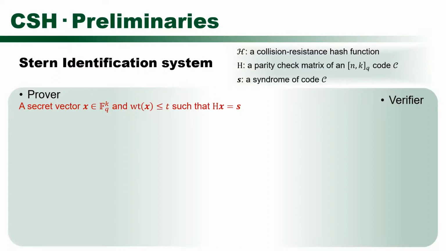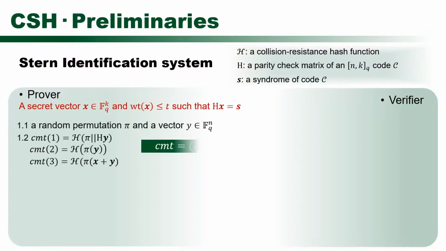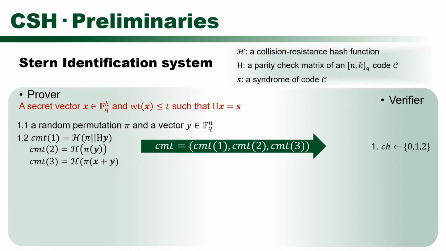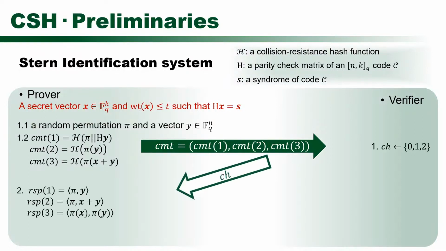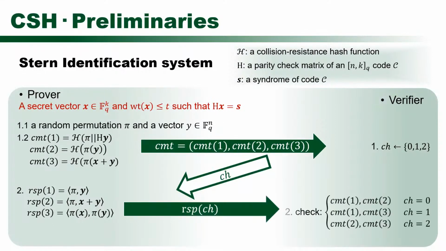To do this, the prover first makes a commitment about x and sends it to the verifier. Then the verifier sends a challenge to the prover. Afterwards, the prover returns the response, and the verifier will check whether the commitment is correct. Stern's protocol can be transformed into a signature system by the Fiat-Shamir paradigm. The main idea is changing the random challenge into a value generated by a random oracle with the message.